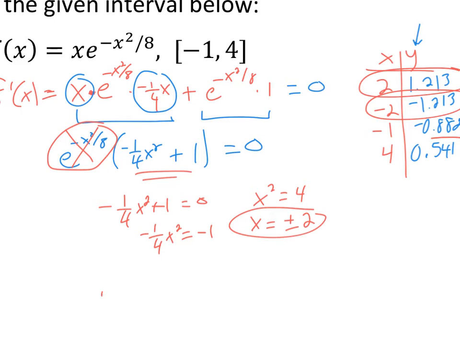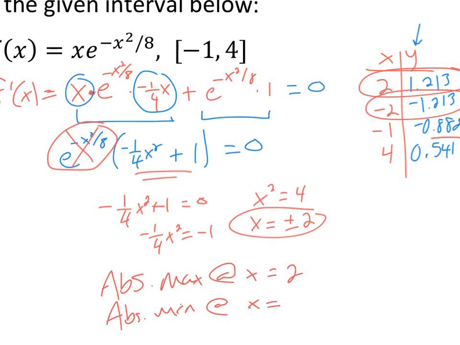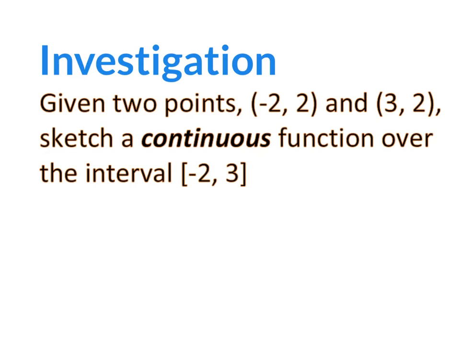So we'd say there's an absolute max at x equals 2, and then absolute min at x equals negative 2. So a little review from yesterday before we move on to today's stuff.